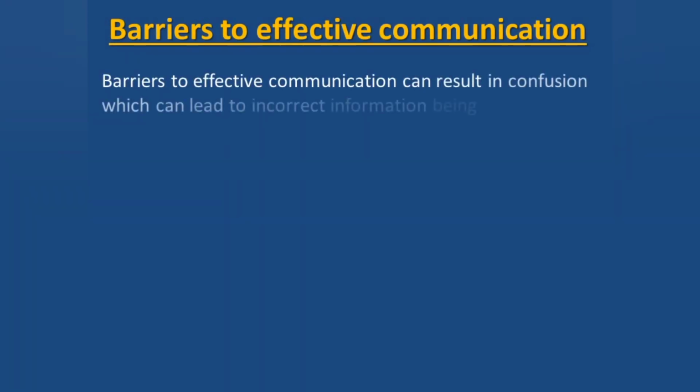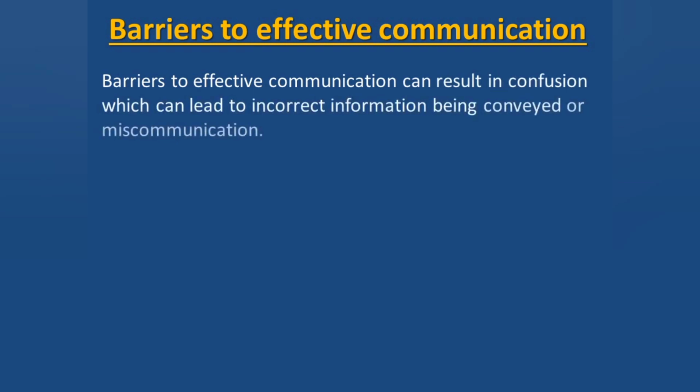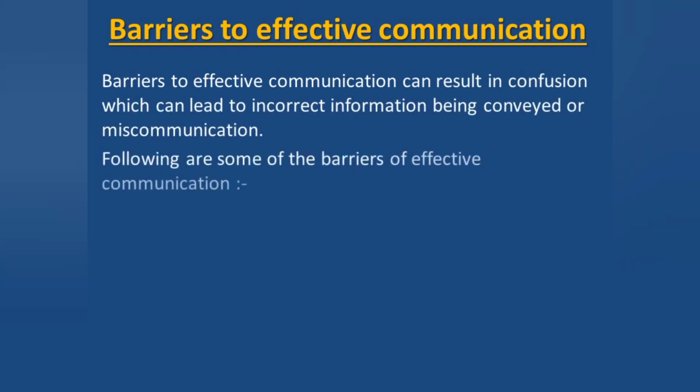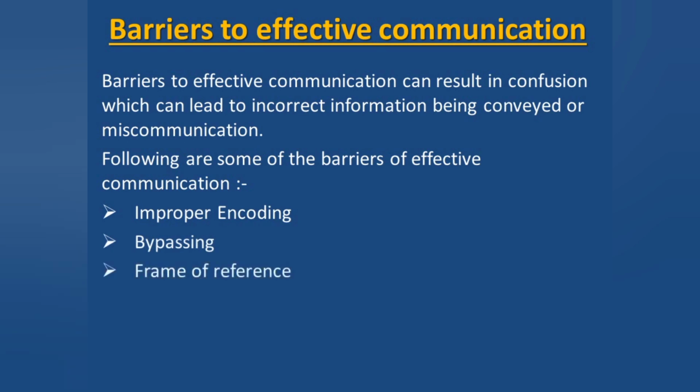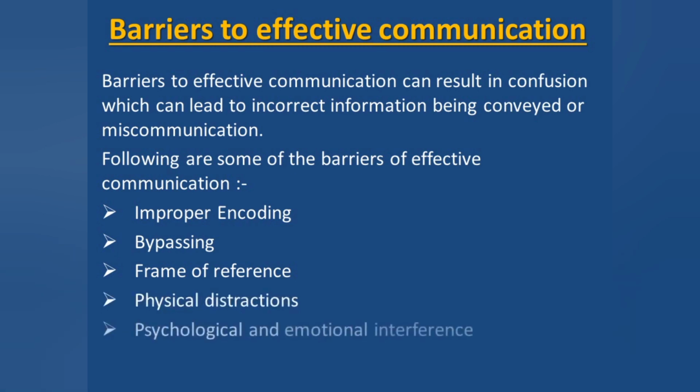Barriers to effective communication. Barriers to effective communication can result in confusion, which can lead to incorrect information being conveyed or miscommunication. Following are some of the barriers to effective communication: improper encoding, bypassing, frame of reference, physical distractions, psychological and emotional interference, and cultural differences. Let's discuss them one by one.